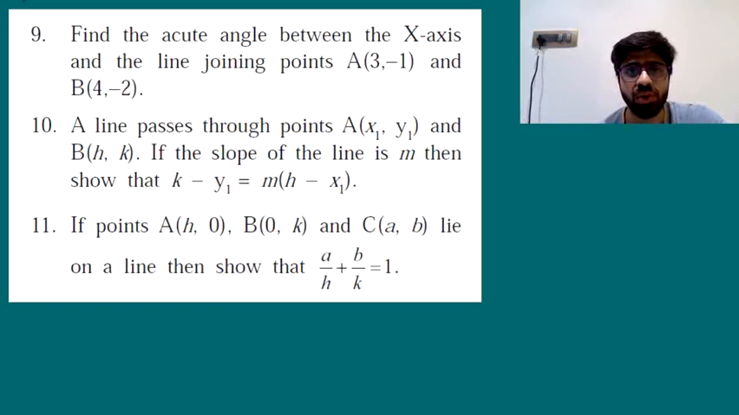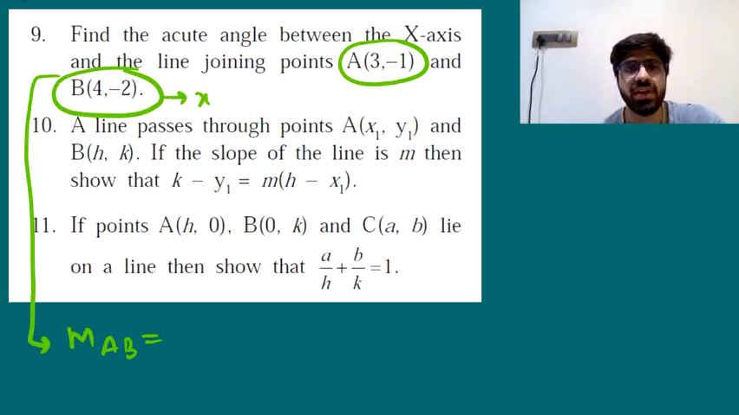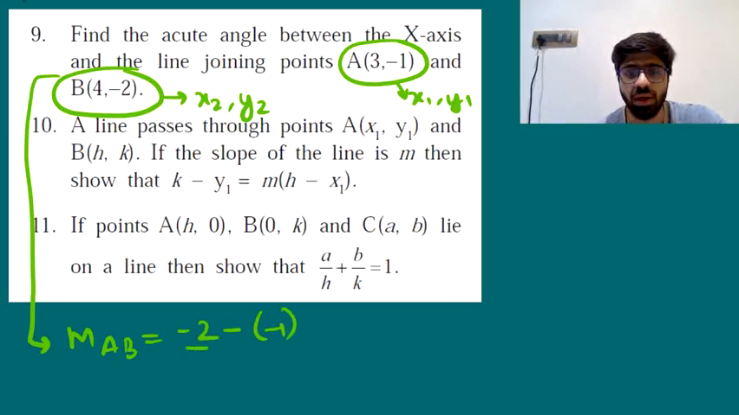In the ninth question, we are told to find the acute angle between the x-axis and the line joining the points A and B. So we can simply say that the slope of the line AB will be given by y2 minus y1 upon x2 minus x1. So we can treat point B as x2 y2 and point A as x1 y1. So y2 is minus 2 minus y1, which is minus 1, divided by x2 minus x1, that is 4 minus 3. In the numerator we have minus 2 minus of minus 1, that is minus 2 plus 1, which is minus 1. In the denominator it is equal to 1. So we have m_AB as minus 1.